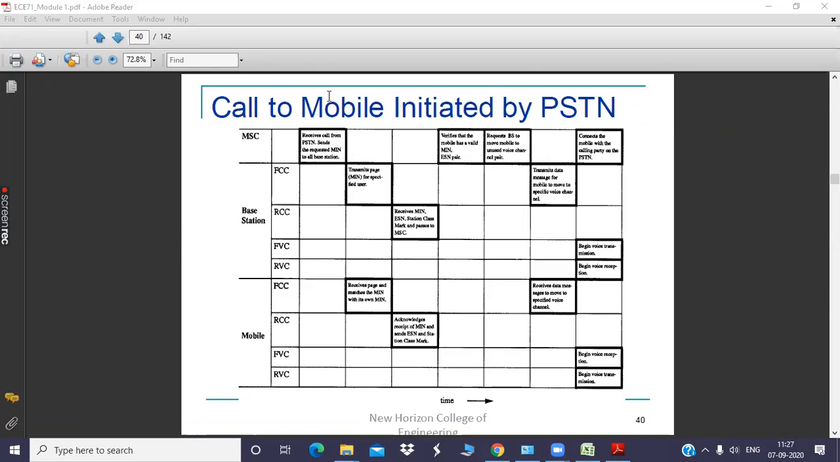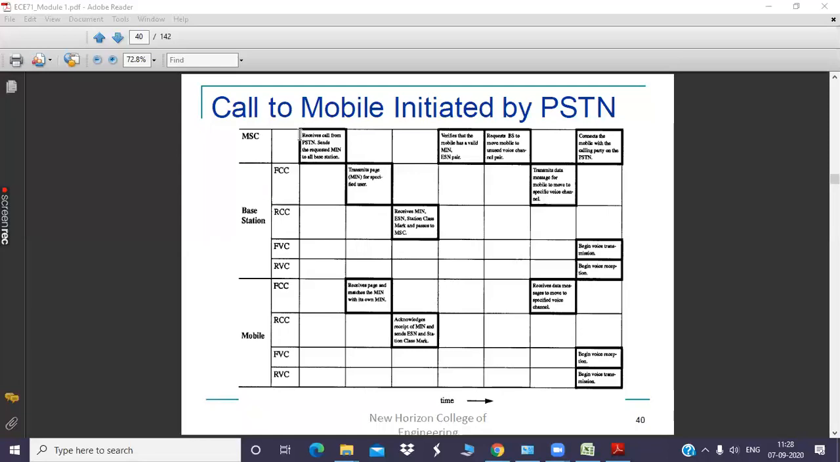How without any interference? Because both the forward and reverse channel are making use of different frequency bandwidth. Okay, now we will go for the procedure to establish a call initiated by the PSTN towards the mobile.